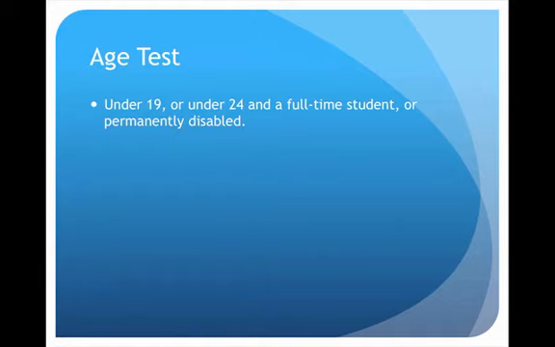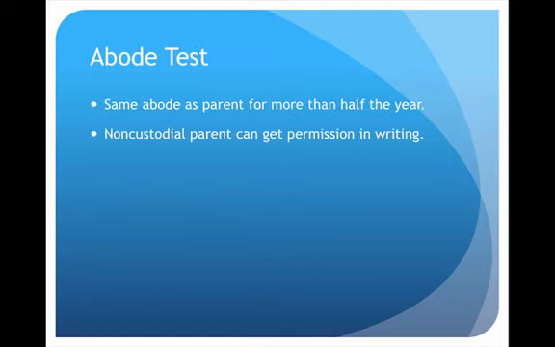Or if it is a child that has been determined to be permanently disabled, then it doesn't matter what age they are. So it's under 19, or under 24 and a full-time student, or permanently disabled. And by the way, if they're under 24 and only a part-time student, not good enough. It means that they do not meet the age test.